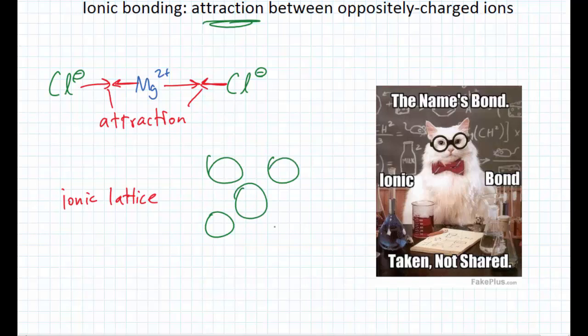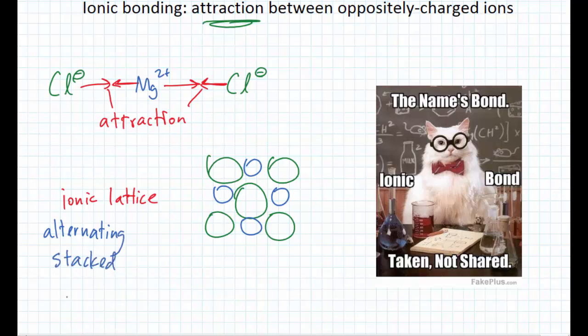We draw 5 like that, and then some other ions with a different color in between. Okay? Alternating, stacked ions that make an ionic compound. Okay? And that continues on sort of in all directions.